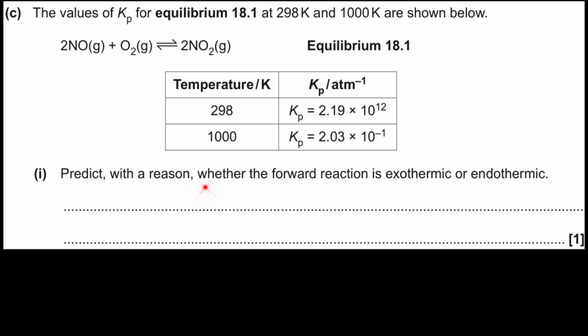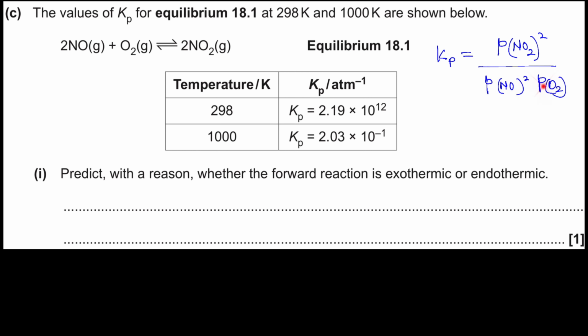Part C. The values of Kp for equilibrium 18.1 at 298 Kelvin and 1000 Kelvin are shown below. Predict with a reason whether the forward reaction is exothermic or endothermic. What we're going to look at is the trend here. The Kp value decreases as the temperature increases, and therefore we need to know what Kp is. Kp is the total partial pressure of the product divided by the total partial pressure of the reactant. For Kp to decrease, the denominator is bigger than the numerator, then Kp will decrease.